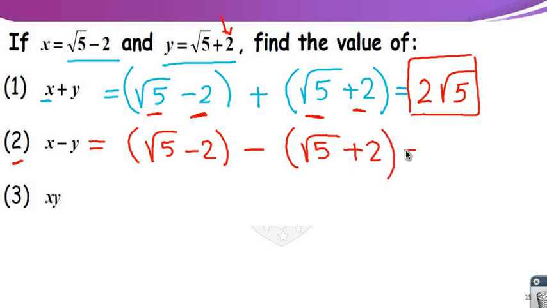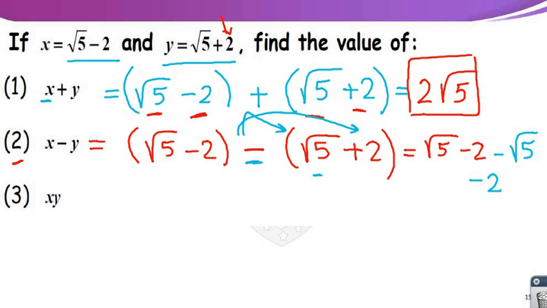We will put here square root of 5 minus 2, and here we have minus by square root of 5, it will be minus square root of 5. Minus here by 2, it will be minus 2. So here we have square root of 5 with the square root of 5, it will be 0, and minus 2 minus 2, we put the same sign and add, it will be minus 4.